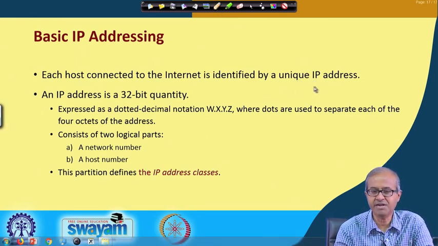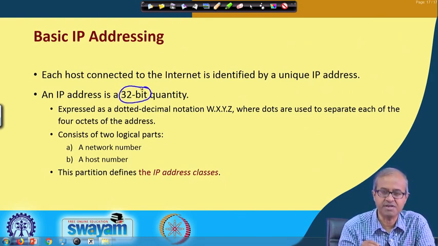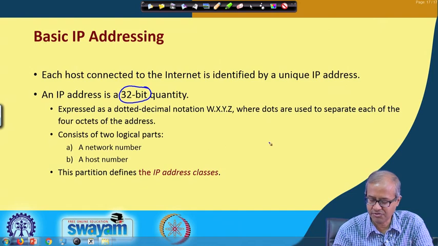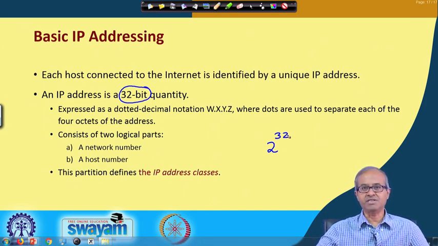And the way an IP address is defined, it is a 32-bit quantity. So, you can clearly see you can have 2 to the power 32 different unique addresses, which is about 4 billion. You can have 4 billion such unique IP addresses.